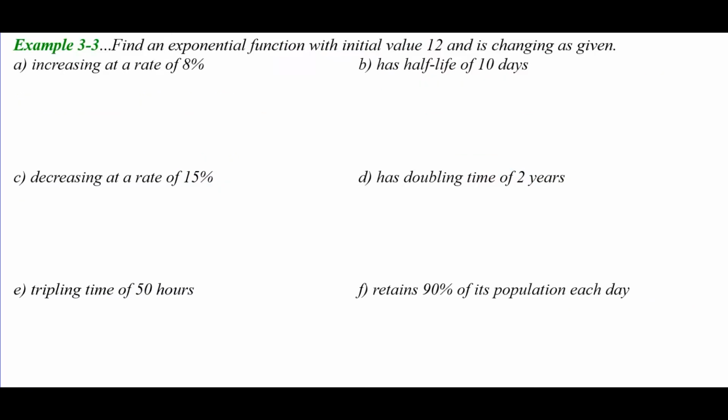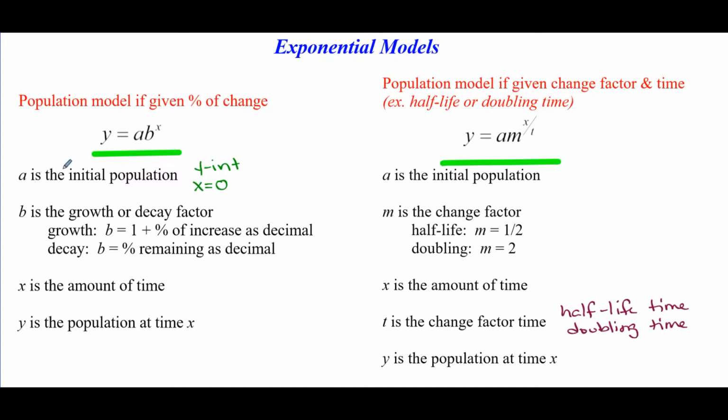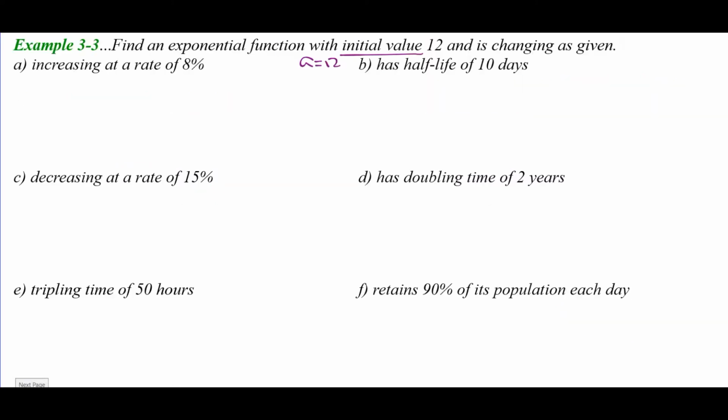All right, so let's look at a couple examples here. So we're going to find an exponential function with the initial value of 12 and is changing in each of these given situations. So my initial value is 12, so remember this tells me a equals 12, so a is going to be 12 for all of them. So remember both of these equations back here have an a in them as your initial population or your initial amount. So if I'm increasing at a rate of 8%, so they tell me the percent of change, so I'm going to use that equation y equals ab to the x.